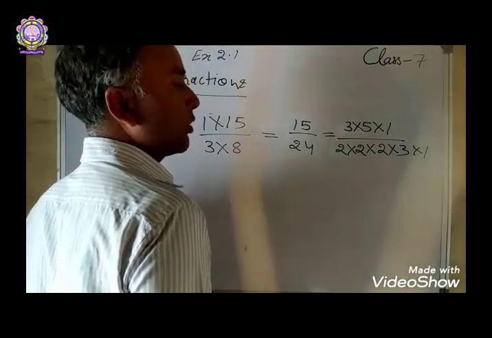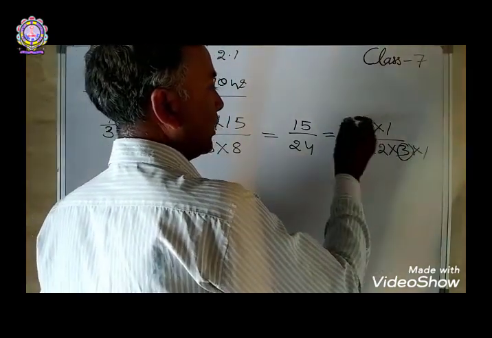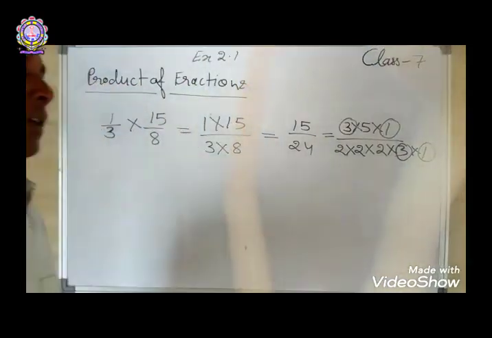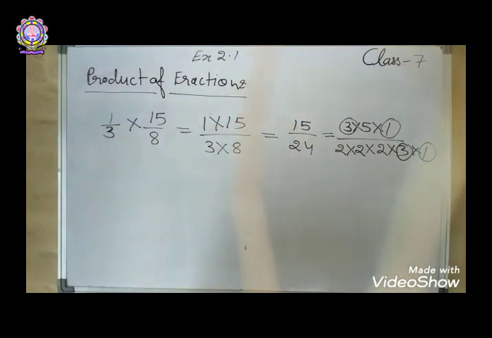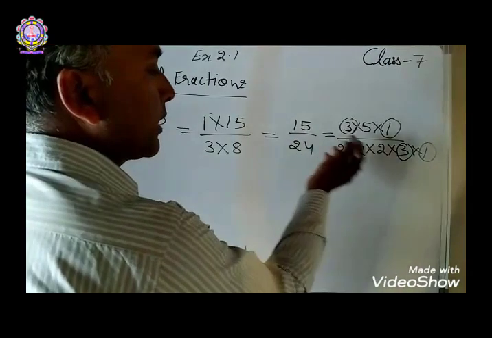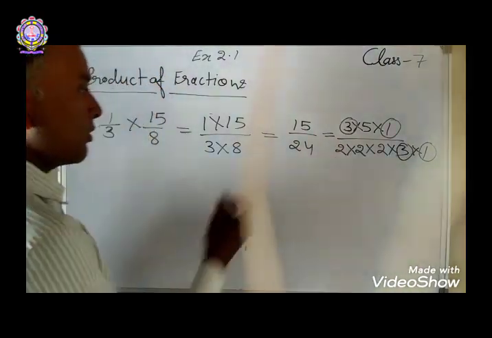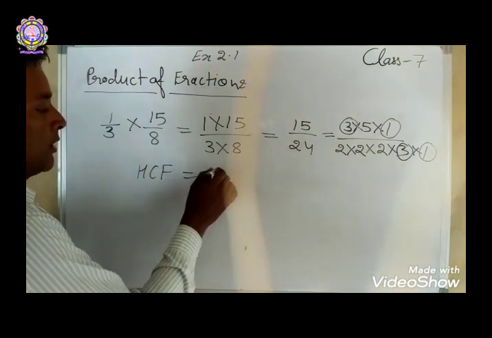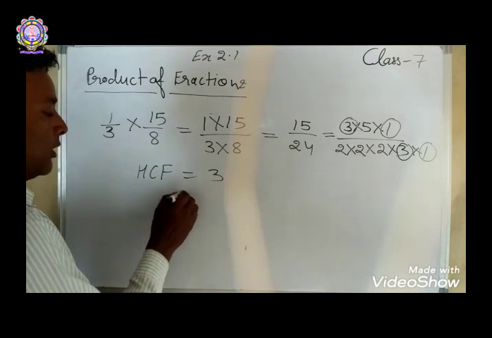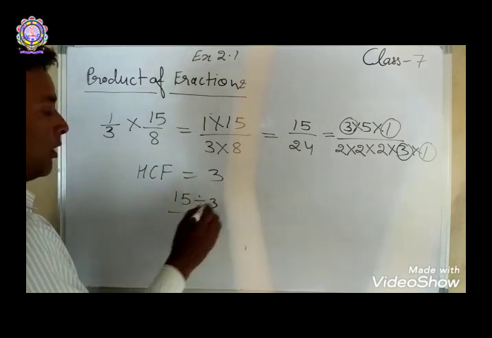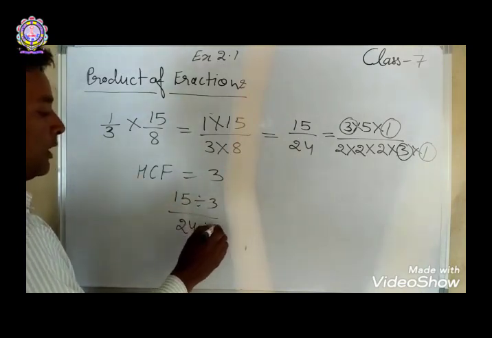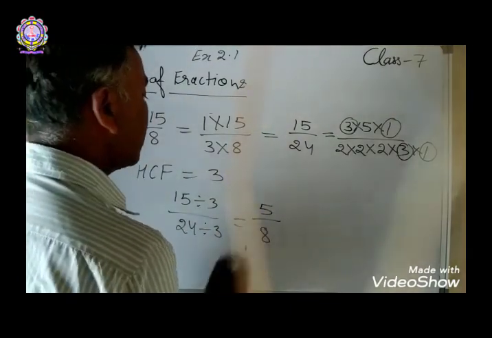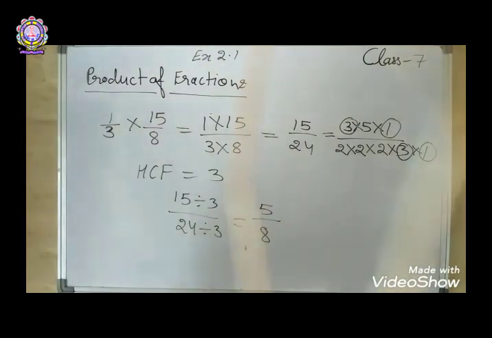So what are the common factors here? 3 and 3, 1 and 1. You divide the numerator and denominator by the HCF, the highest common factor. See, what is the HCF? Here the HCF is 3. So now divide 15 by 3 upon 24 by 3. So we get 3 5s are 15 and 3 8s are 24. So the simplified fraction is 5 upon 8.